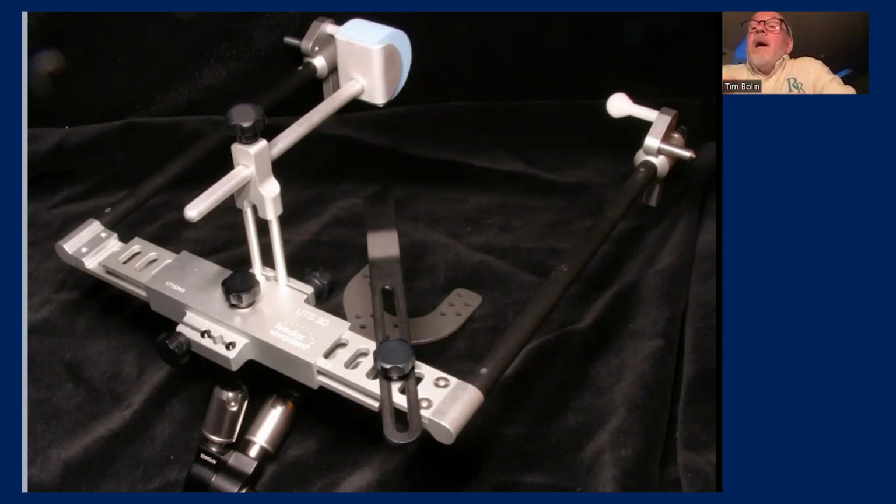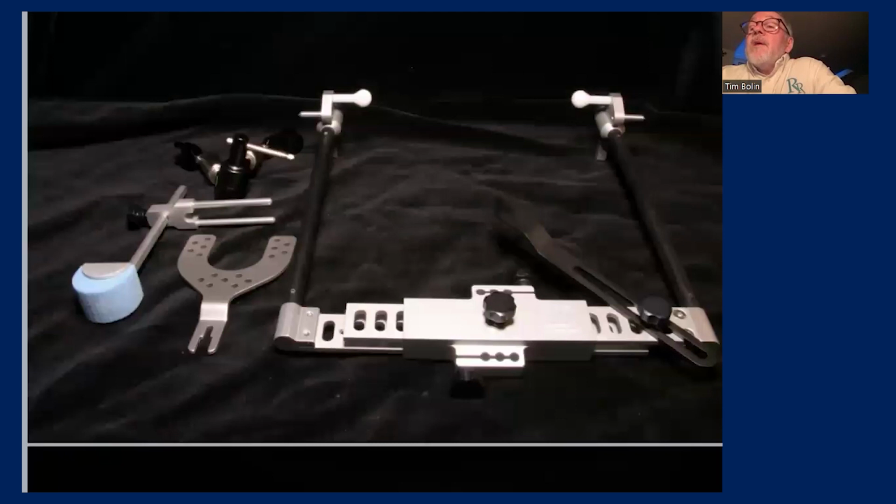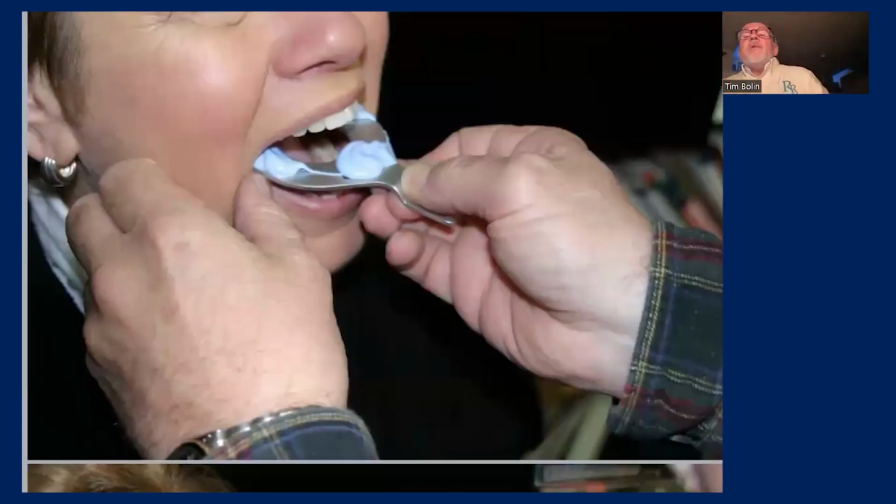So here's the transfer bow as it comes out of the package. See, it's not too complicated to put together. This is my lovely wife, Karen. So the first thing we're going to do is take our bite registration on the bite fork. So just a little blue mousse. You can use wax wafers, whatever your choice is here. They all work.